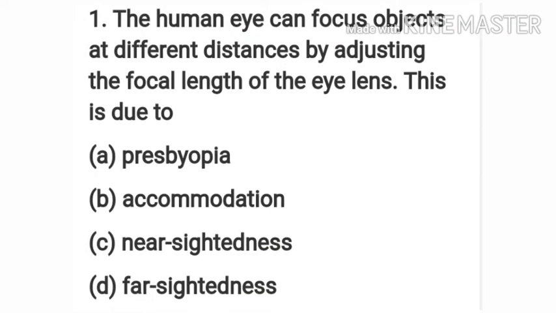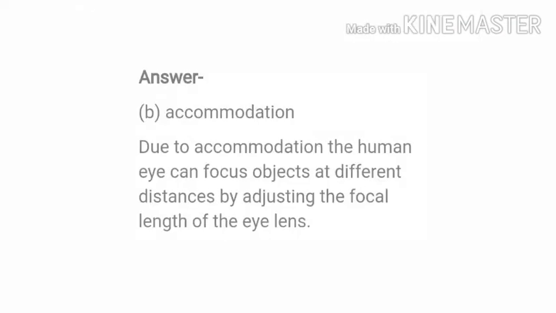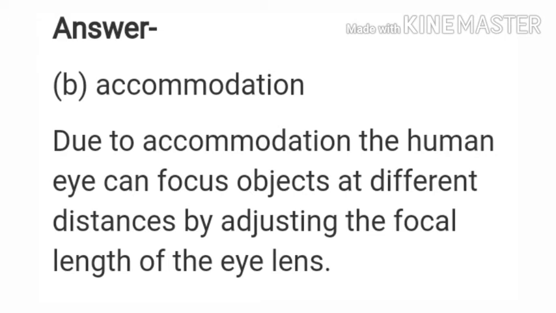Answer is B, accommodation. Due to accommodation, the human eye can focus on objects at different distances by adjusting the focal length of the eye lens.